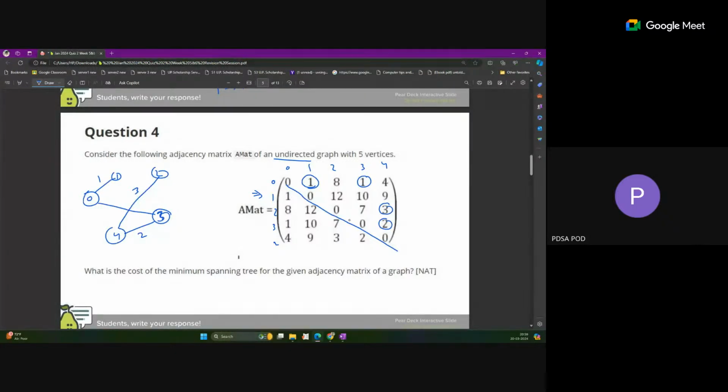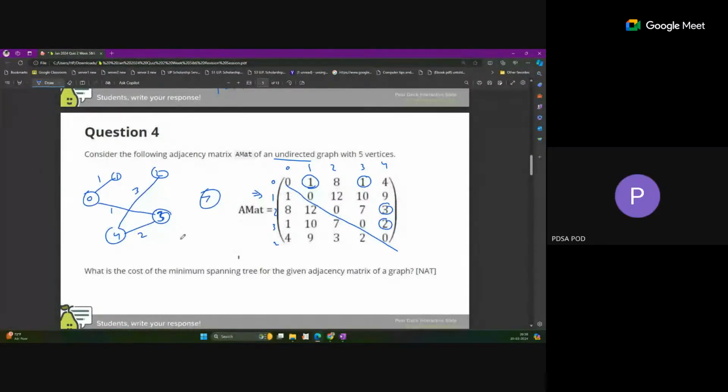The total distance is 1, 2, and this 0 to 3 was 1. Okay, so this was 1. So 1 plus 1, 2 plus 2, 4 plus 3, 7. So answer is 7 for this. Yes. Sir, can you please explain how you make the graph?